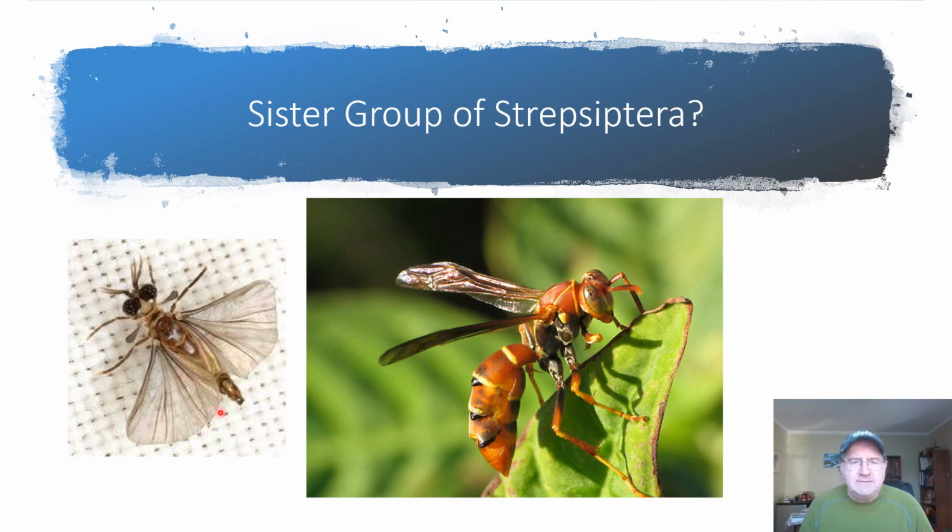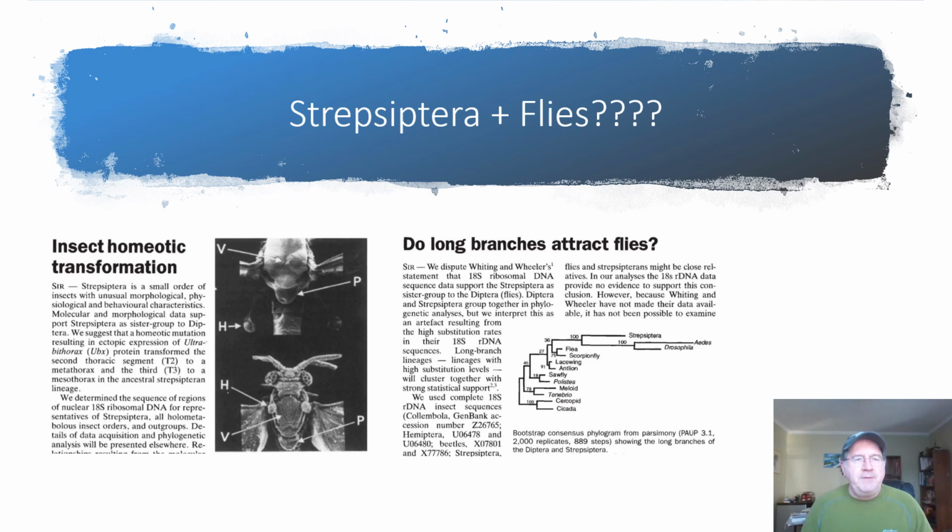That is, until somebody, in particular Mike Whiting and Ward Wheeler, at that time from the American Museum of Natural History, tried to do some sequencing of these things. Mike is now at Brigham Young University, and Ward is still at the American Museum of Natural History. They published a paper here on the left in, what was it? I can't remember if it was Science or Nature. It was one of the big boys.